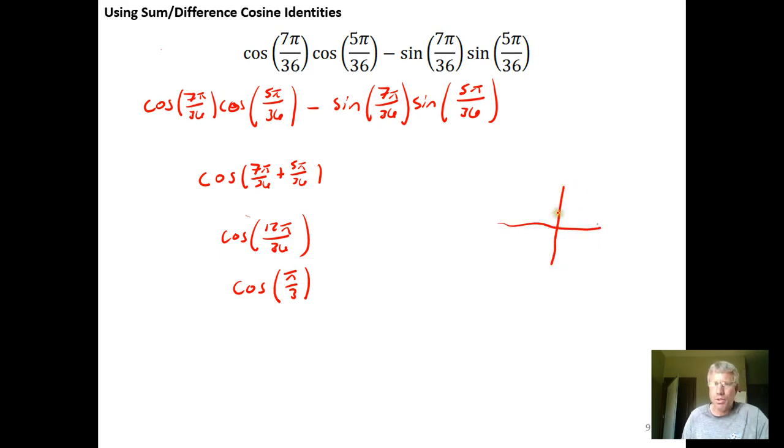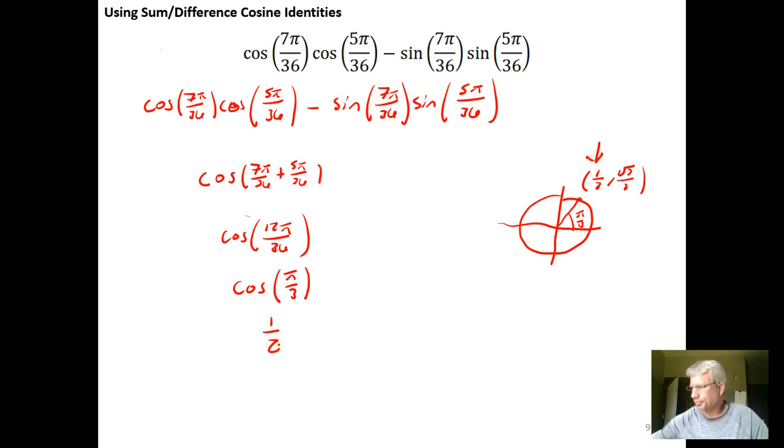So again, we want to recognize that pi over 3 is that 60-degree angle corresponding to 1/2 and root 3 over 2. So the cosine is just the x-coordinate, so it's 1/2.